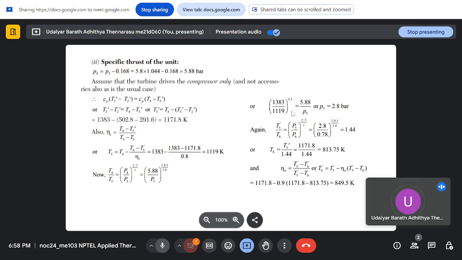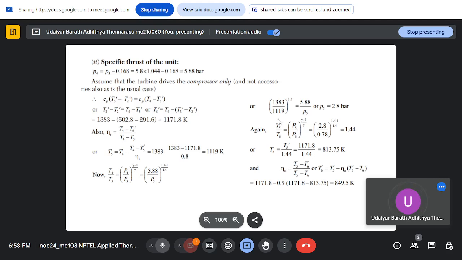You see, 0.78 was the inlet. It was compressed, because of ram effect, to 1.044, and then it was compressed to 5.8 times of that, and then it was expanded to 2.8 bar, and then it again is expanded to ambient pressure in the nozzle.